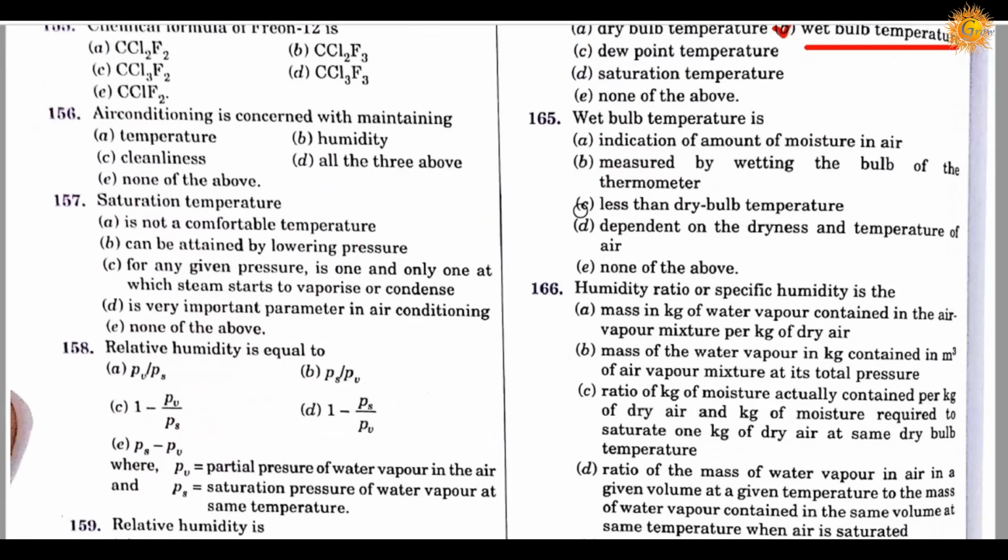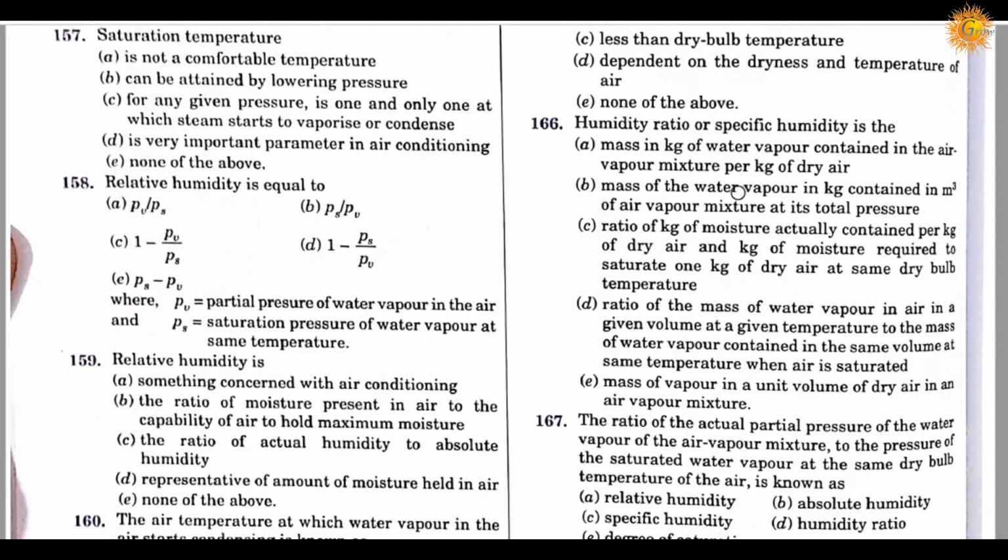Question number 165. Wet bulb temperature is option A, indication of amount of moisture in air, option B, measured by wetting the bulb of the thermometer, option C, less than dry bulb temperature, option D, depends on the dryness and temperature of air, option E, none of the above. So the correct answer is A, indication of amount of moisture in air.